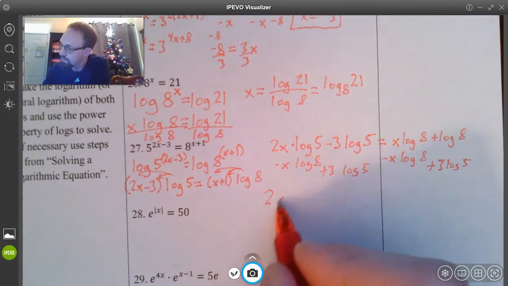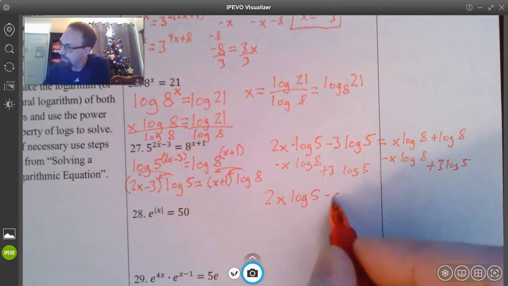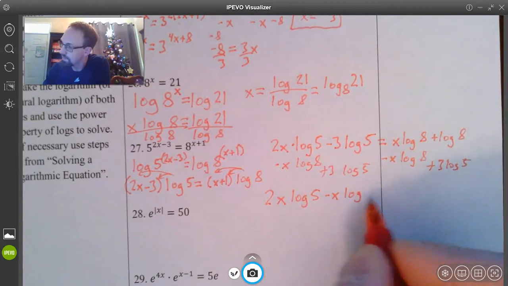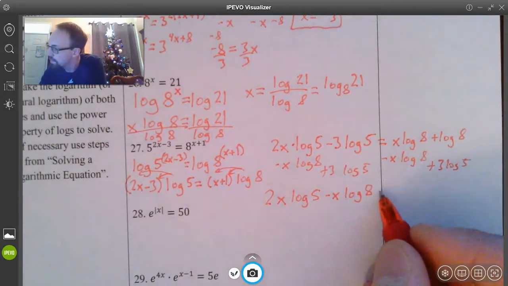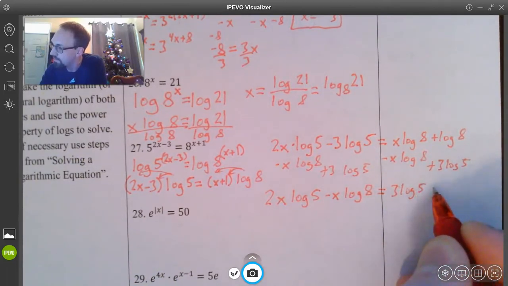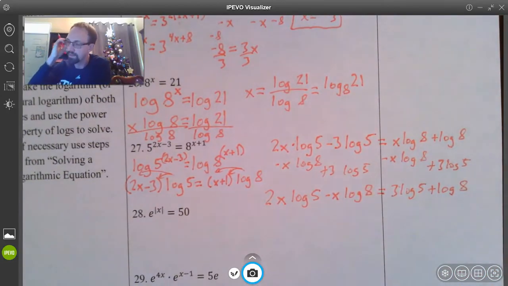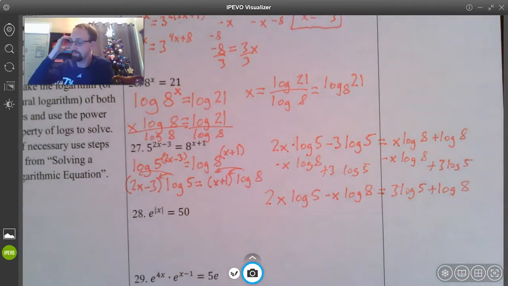So this gives me 2x times log of 5 minus x log of 8 equals 3 log 5 plus log of 8. Now, because these have the same bases, we can combine them.